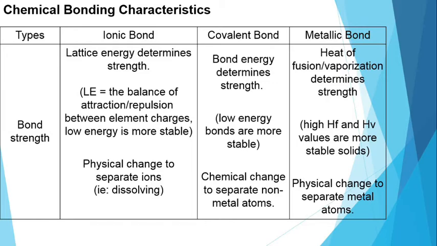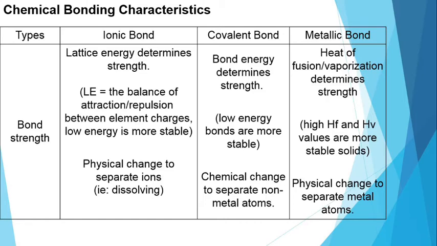Covalent bonds, their strength comes from their bond energy, kind of like that graph we saw at the top of our first page. And lower energy bonds are more stable, and we would require a chemical change to separate these nonmetals once they formed a covalent bond. Metals' strength of bond is going to be based on the heat of fusion or vaporization. And here it's higher heats of fusion and heats of vaporization that make our metals more stable.